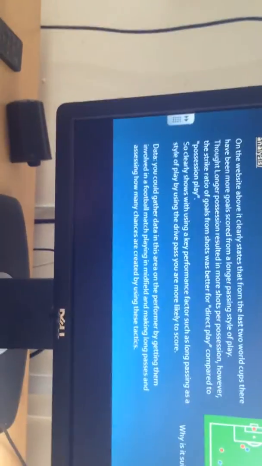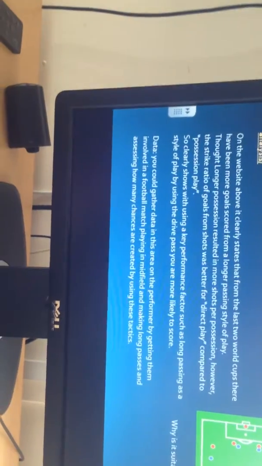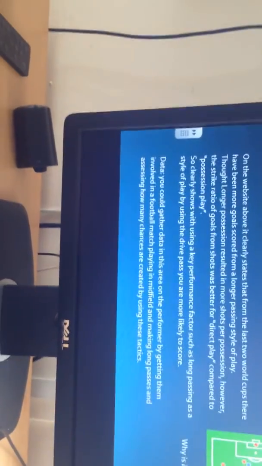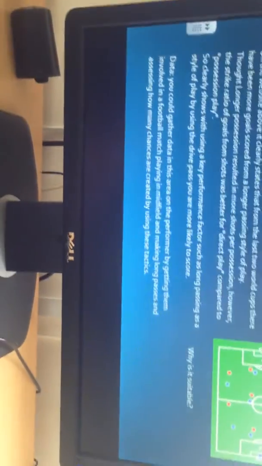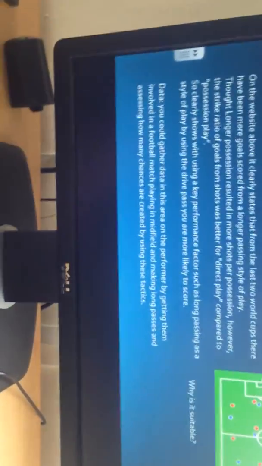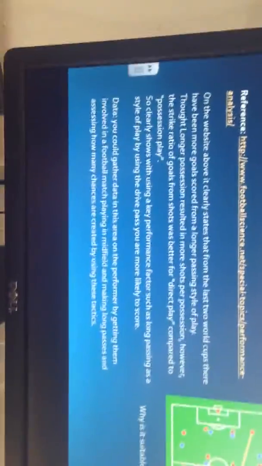So with this, it clearly shows to me that a key performance factor such as long passing as a style of play, by using a pass such as the drive pass, you're more likely to score, as it's been proven in the last 2 World Cups, and all that information is on that website.